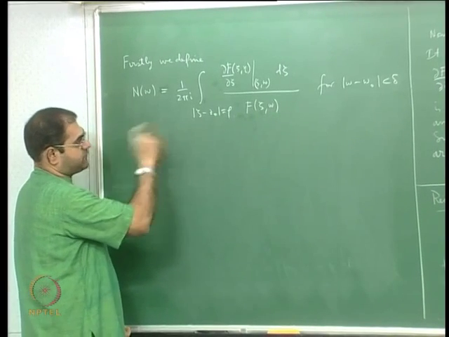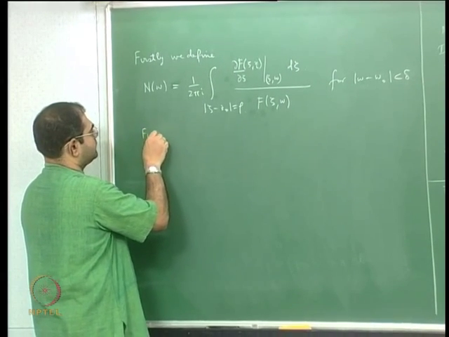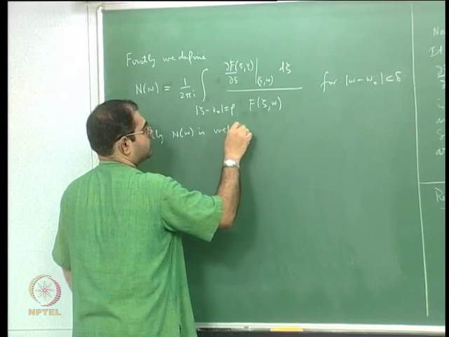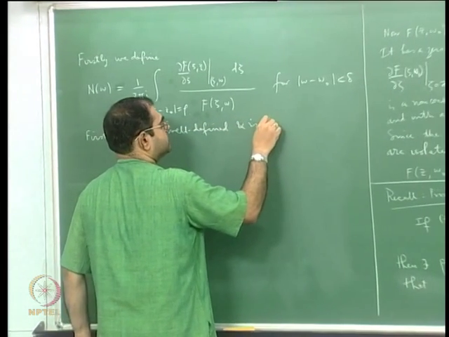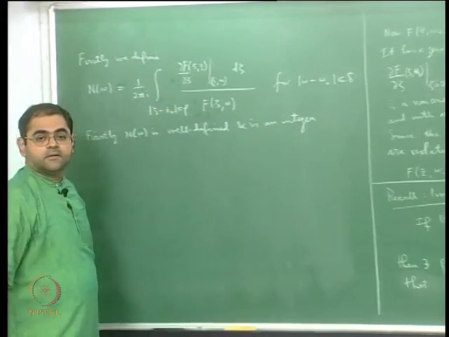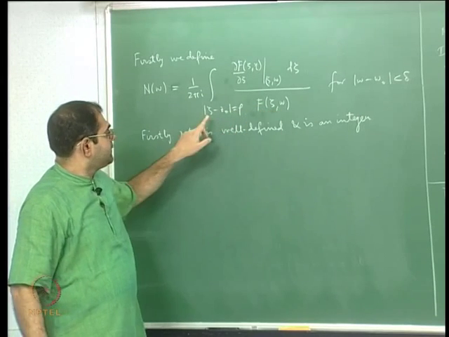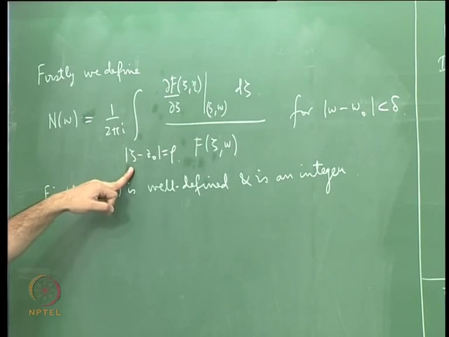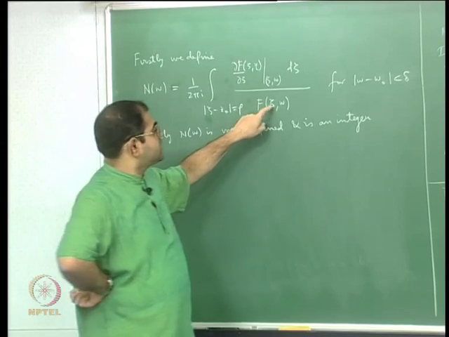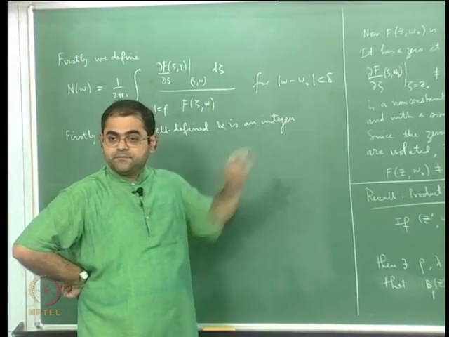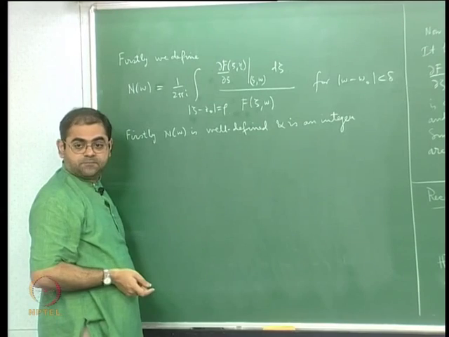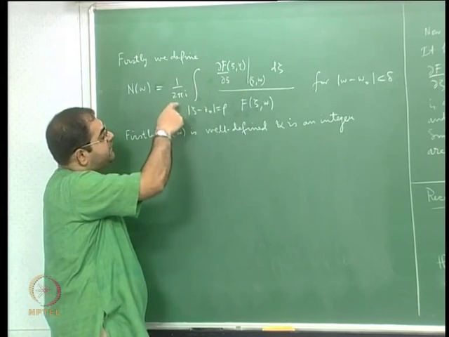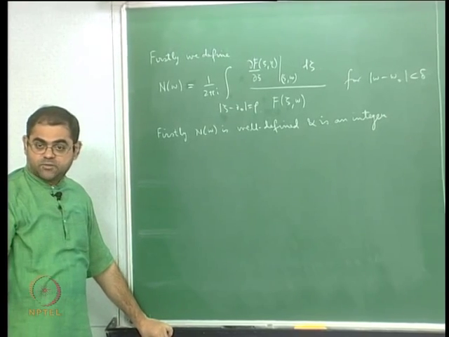The first thing I need to say is the following. First of all, n of w is well defined and is an integer. It's well defined because the denominator function doesn't vanish on the boundary, on the circle where the variable of integration lies. The denominator function does not vanish because that's how we have chosen this rho and delta. So this integral is well defined, and since it's the logarithmic derivative of the denominator divided by 2 pi i, it is going to be an integer, which is the number of zeros minus the number of poles counted with multiplicity.